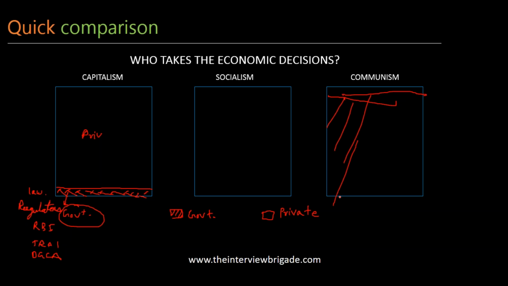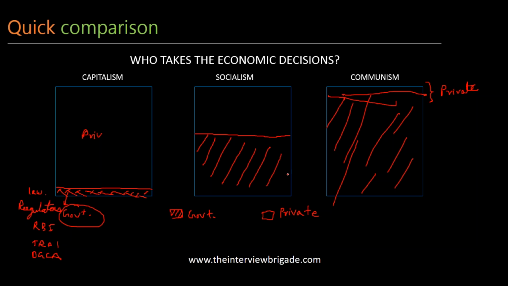So most of the decisions are taken by the government, and only a small part is left to the private parties. Whereas in socialism, it's a mixed bag. The important areas of the economy, which the government sees as important, are taken care of by the government, while the others are left for the private parties.